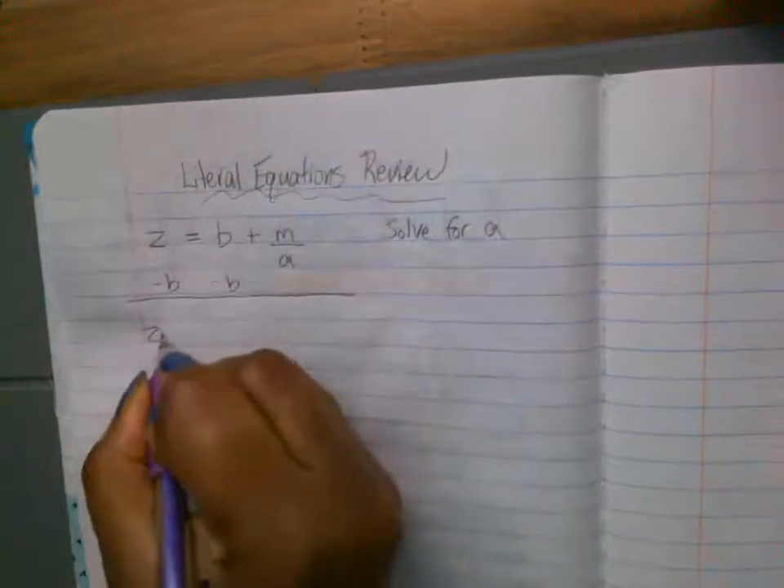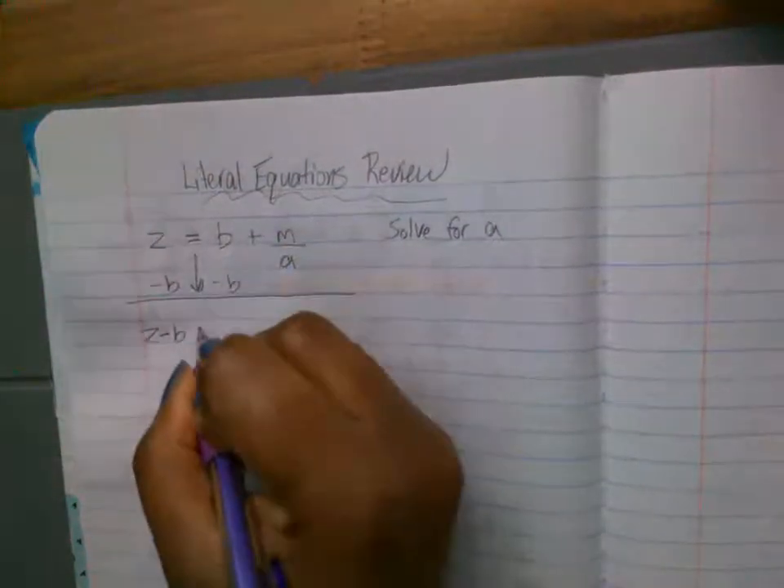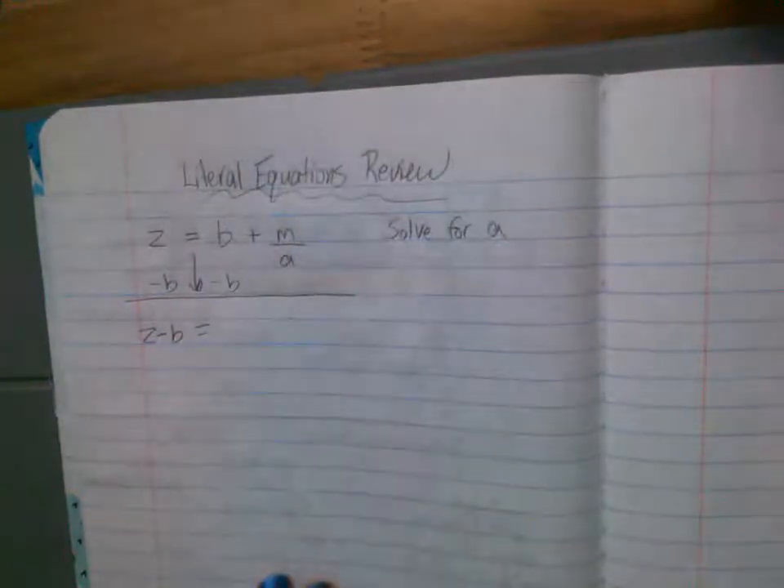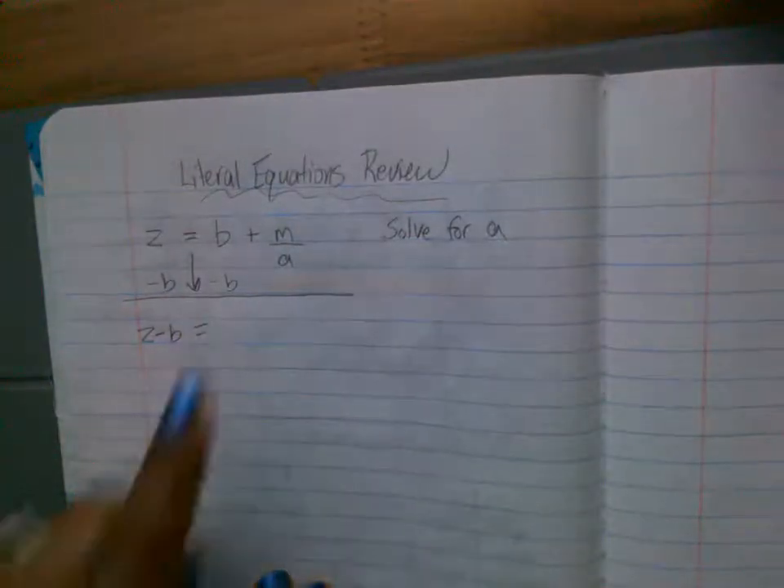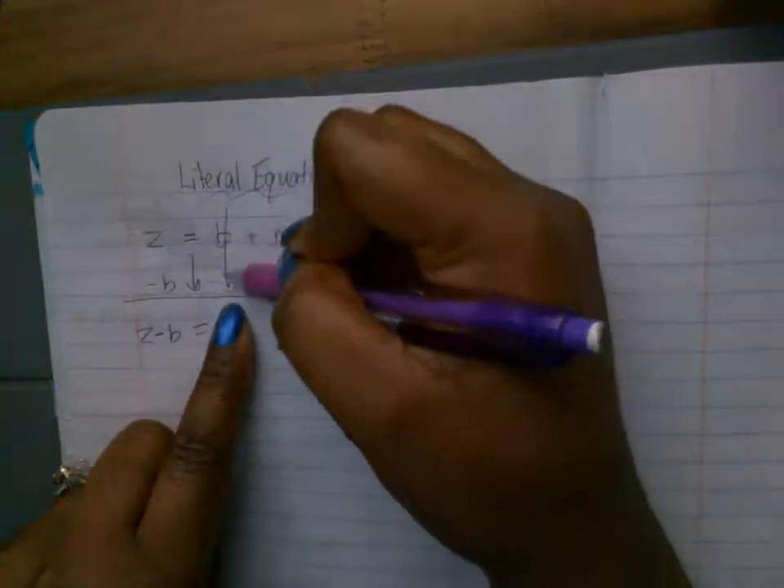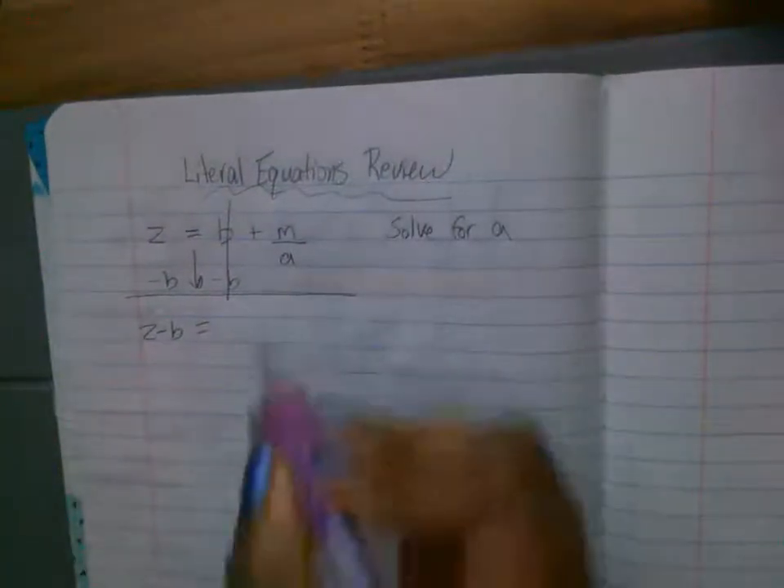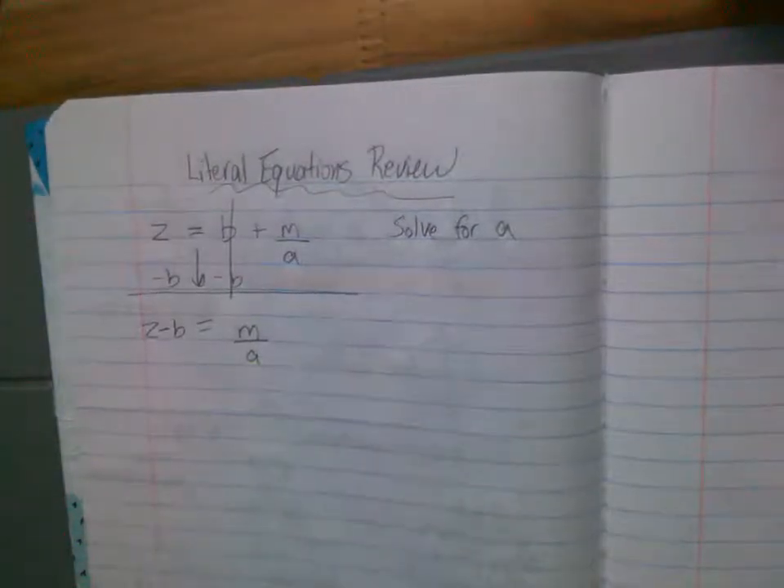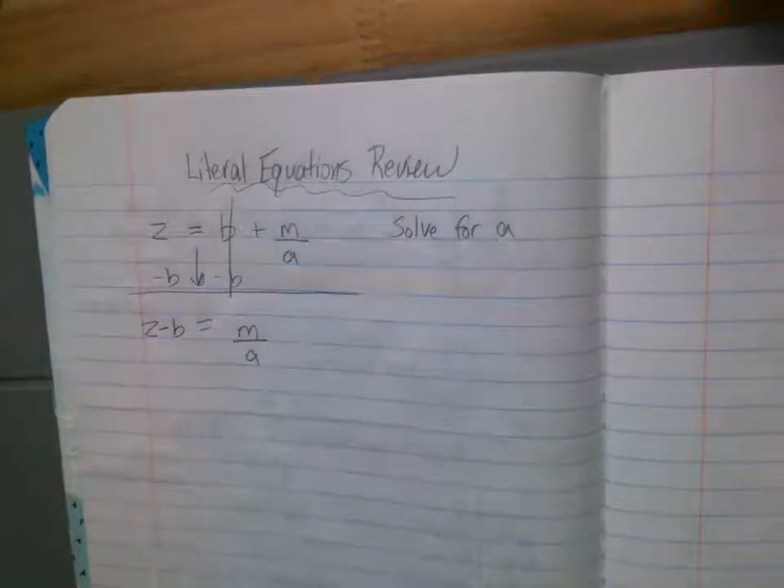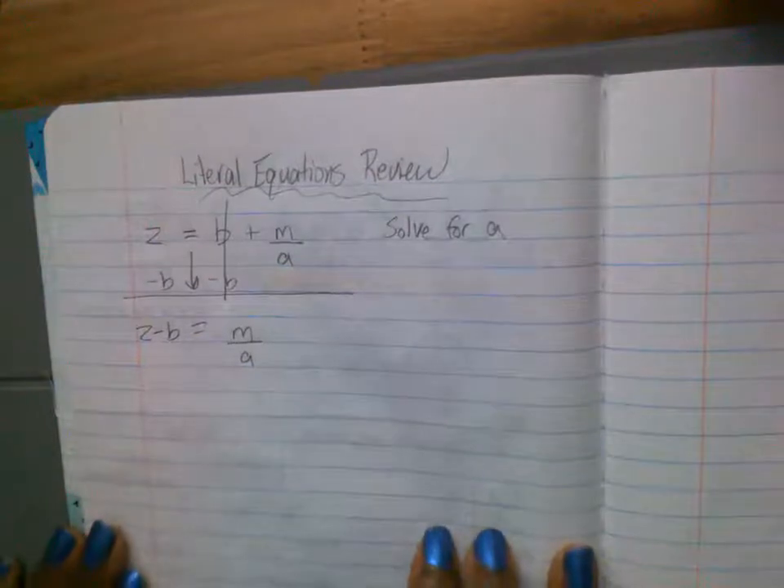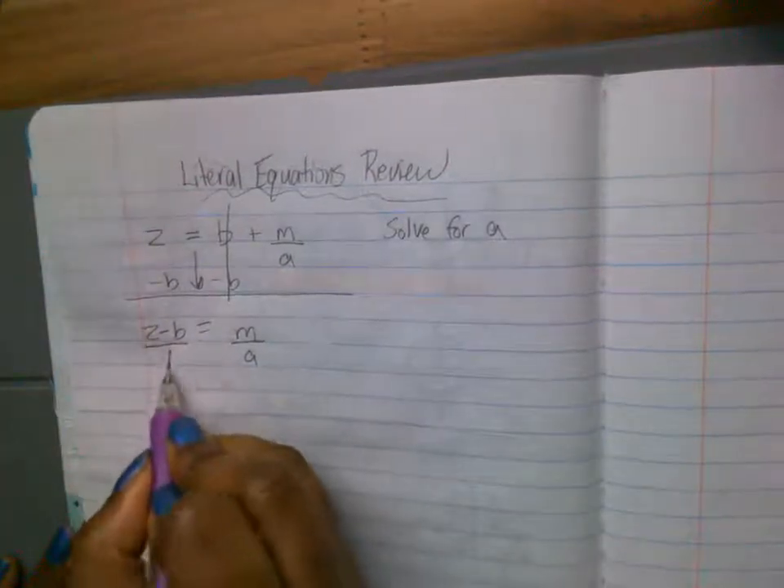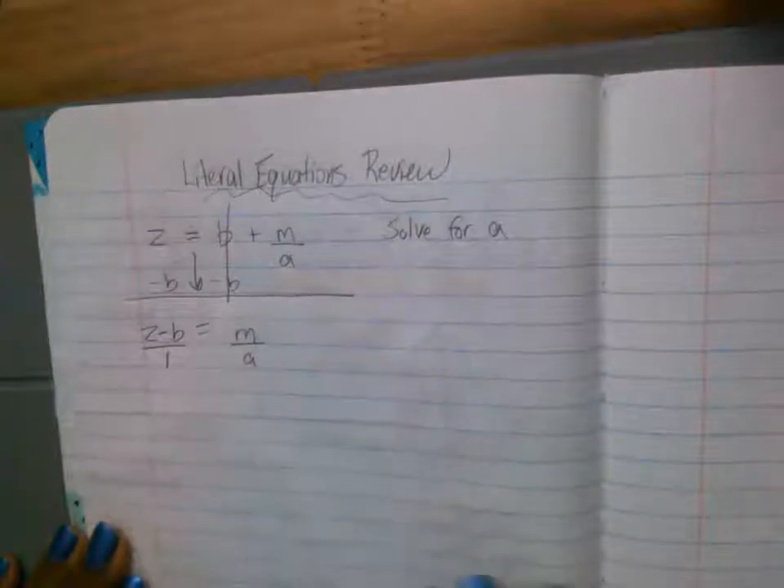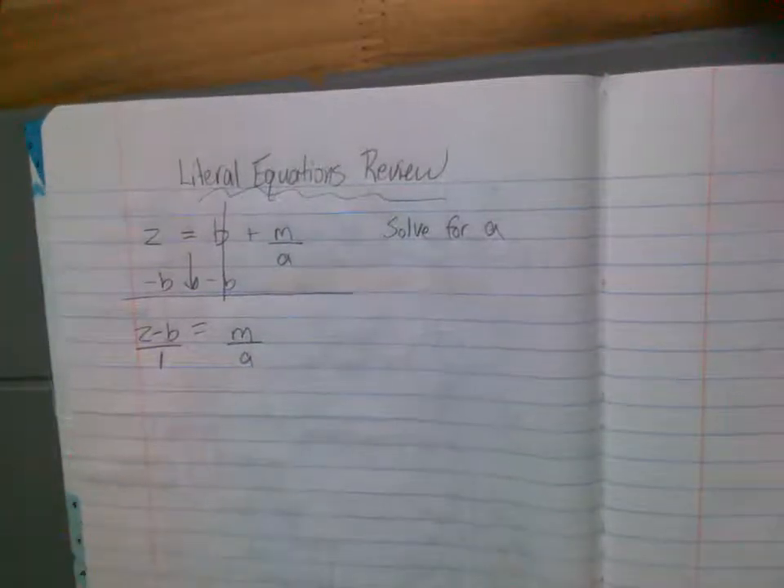Okay. When I subtract B on this side, I get Z minus B. Here, B minus B is 0, and I'm left with a positive M over A. Any questions about that? All right. So next thing that we're going to do is make this into a fraction so we can use cross multiplication since this A is on the bottom of the fraction.